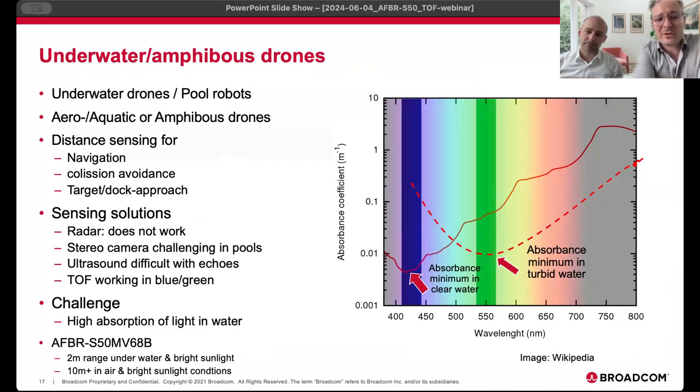For the short term, what we supply to our customers is the AFBR-S50 MV68B, which was also introduced to you previously. It uses 680 nanometers. The advantage here is that the absorption factor is still an order of magnitude lower than with the 800 nanometer or IR sources. Therefore, you can reach distances of at least about 2 meters.